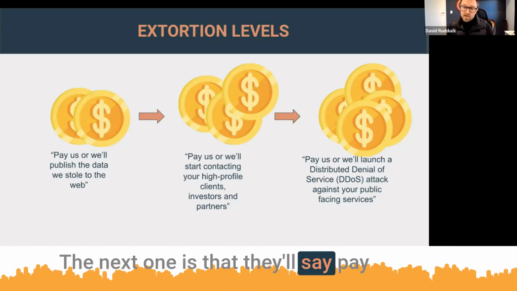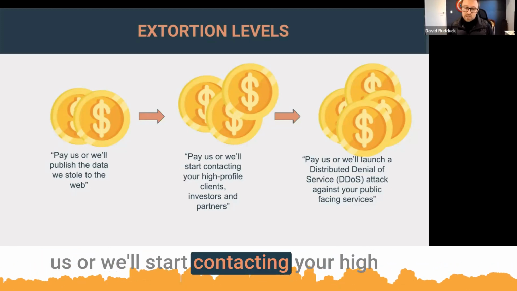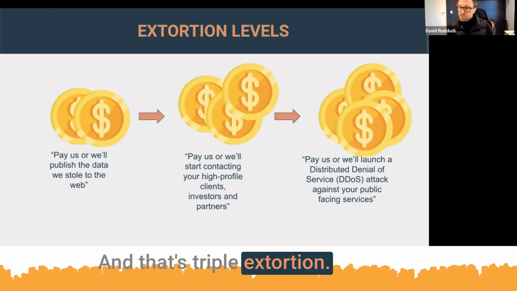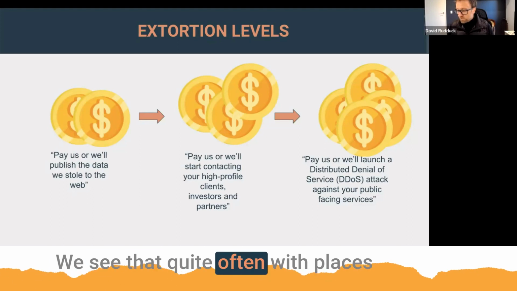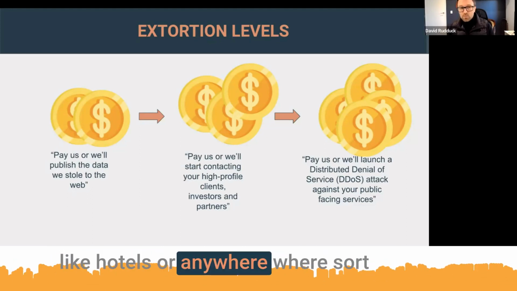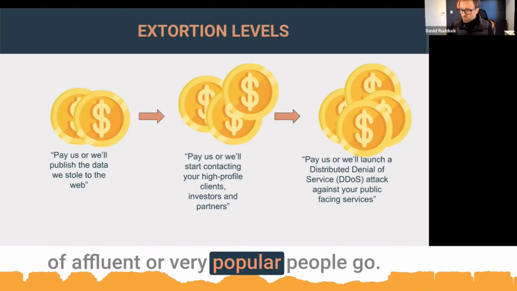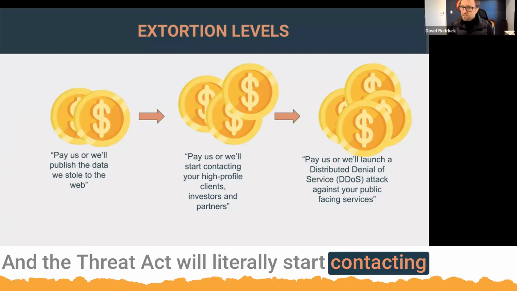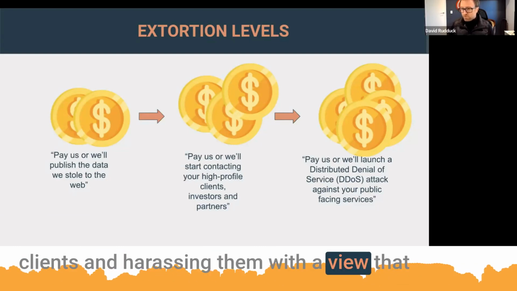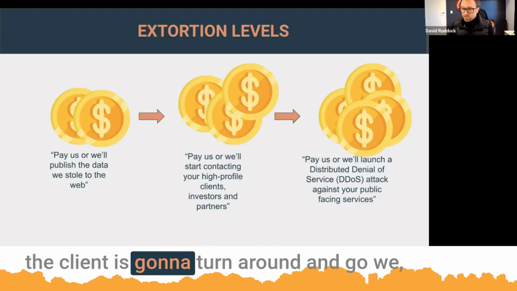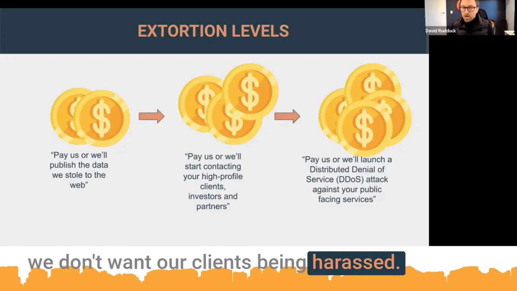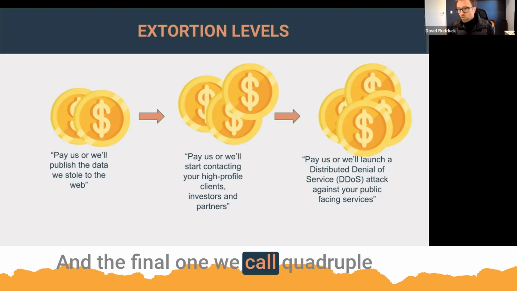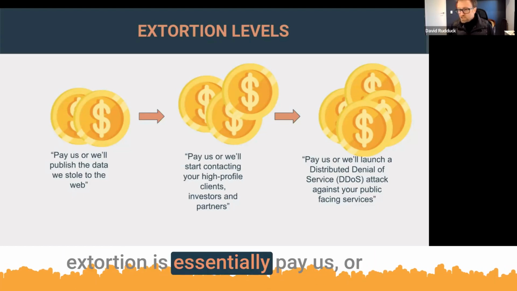The next one is that they'll say, pay us or we'll start contacting your high profile clients, investors, and partners. That's triple extortion. We see that quite often with places like hotels or anywhere where affluent or very popular people go. The threat actor will literally start contacting clients and harassing them, with a view that the client is going to turn around and say, we don't want our clients being harassed, we'll pay the ransom.